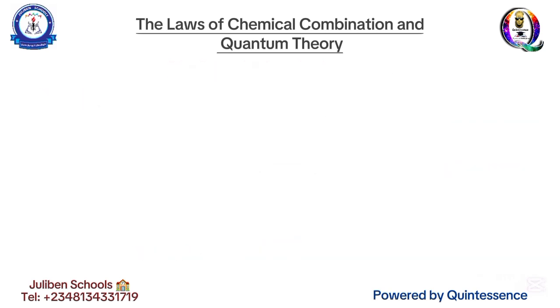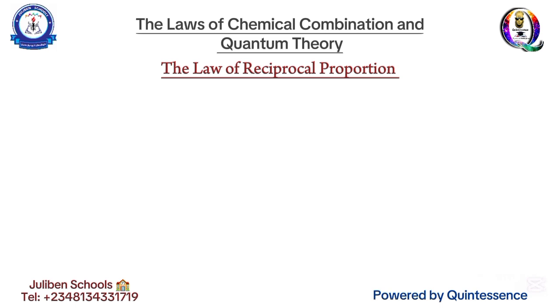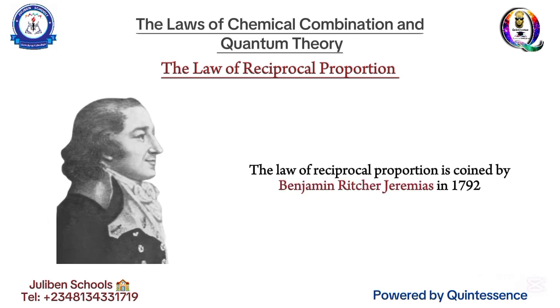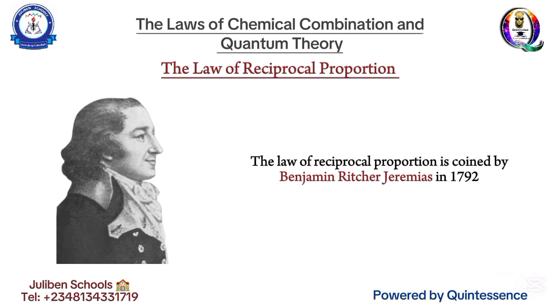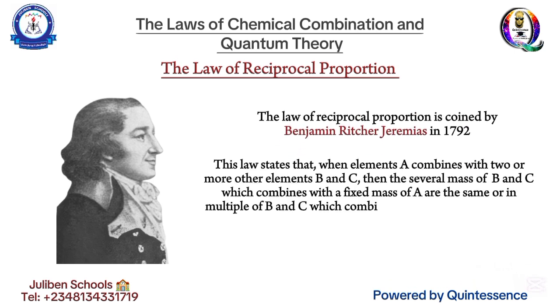So that takes us to the next one, which is the law of reciprocal proportion. The law of reciprocal proportion was coined by Jeremias Benjamin Richter in 1792. This law states that when element A combines with 2 or more other elements, say B and C, then the several masses of B and C which combine with a fixed mass of A are in the same or a multiple of the ratio in which B and C combine with each other without A.